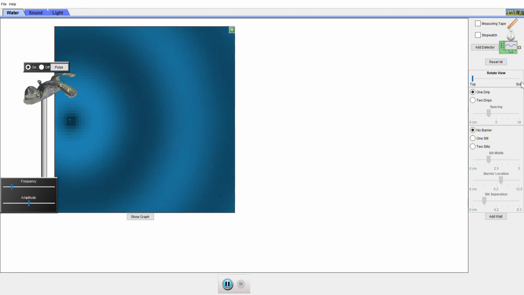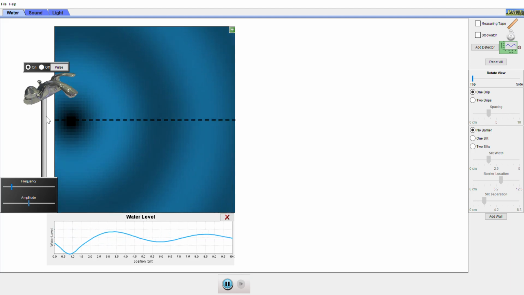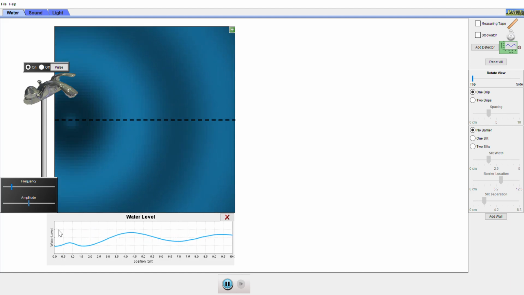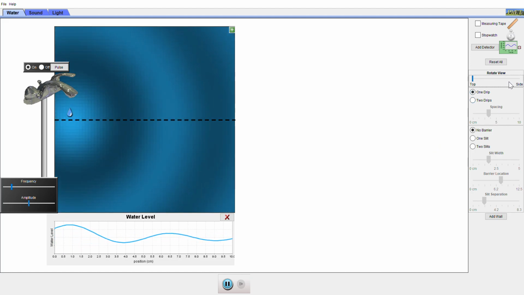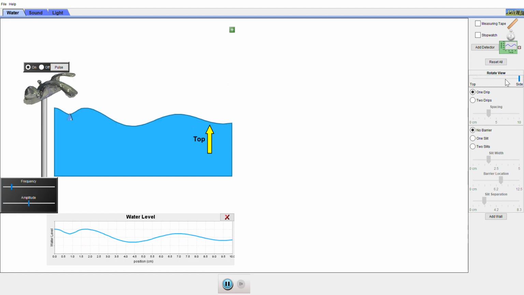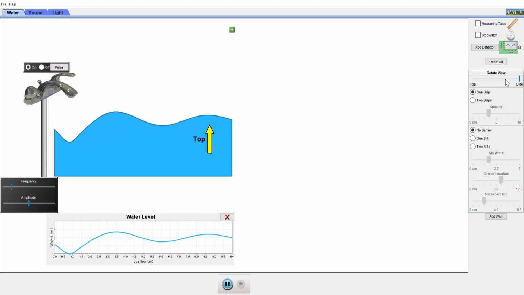Now I'm going to turn on show the graph. Okay, and notice that this dotted line across the middle of the tank here is what is being registered or drawn here on the graph. Okay, so we have this feature where we could turn the tank on its side, and you would actually see, if you were looking right in the middle of that tank, these water waves being produced, which mirror the graph down below.